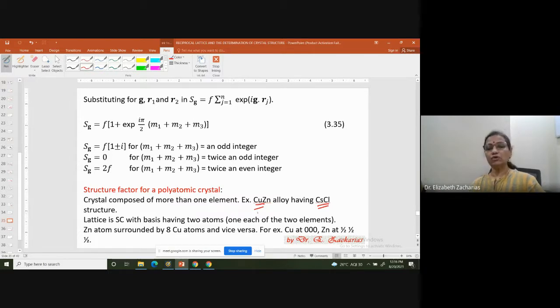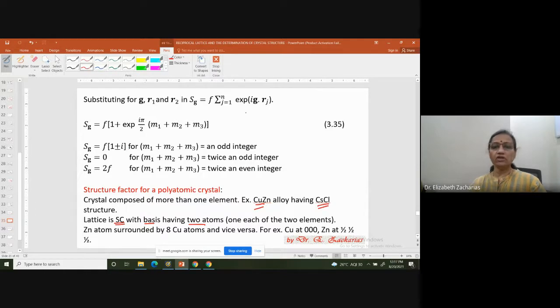What is cesium chloride structure? We have seen that in the previous chapter. Cesium chloride structure is simple cubic, but the basis is going to have two atoms, one copper and one zinc in our example, or one cesium and one chlorine. If there are two elements, the basis is going to have two atoms, one of each type. And how will the cesium chloride structure look?